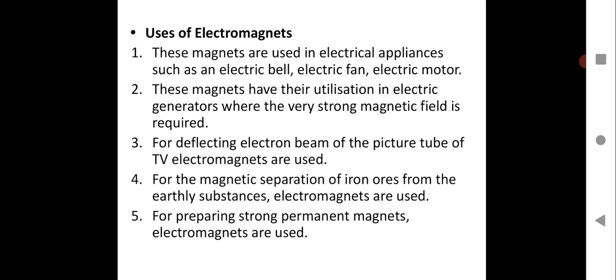And the fourth one: for the magnetic separation of iron ores from earthy substances, electromagnets are used. When you want to separate iron from ores which have many other impurities, once it is extracted from nature, you have earthy impurities like sand, soil, and gravel. These can be easily separated using electromagnets, because they will only attract iron from the iron ore, and all the earthy impurities will be left behind. So electromagnets find application in the separation of iron from iron ores.